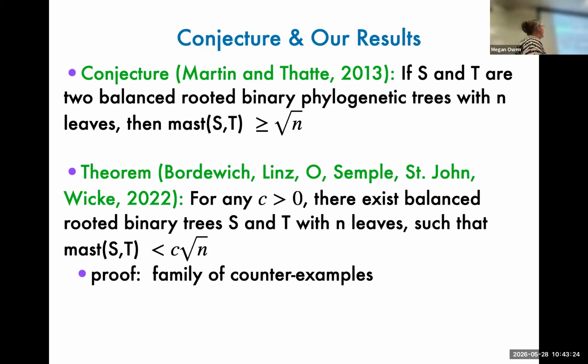The one we looked at was a conjecture by Martin and Thatte that if they're balanced rooted phylogenetic trees with n leaves, then the maximum agreement subtree is bigger than the square root of n. So that was a conjecture. And we show that it's false by giving a family of counterexamples.